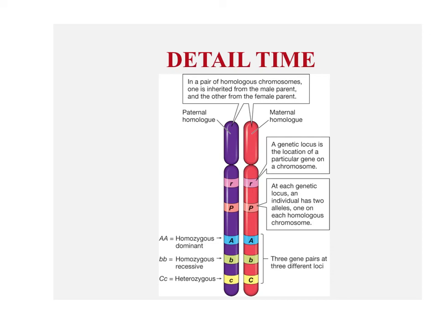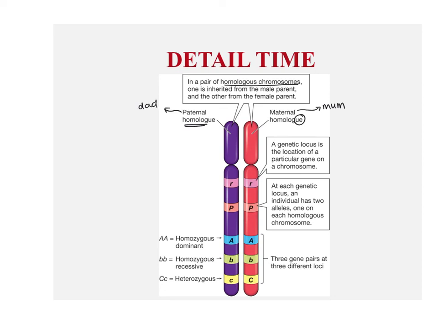Now, for this slide, you can see that we've got lots of answers. We've got homologs being mentioned. Notice that they've put an e at the end, which I think looks a little bit ugly. Homolog is fine. They are homologous chromosomes. So the diagram has mentioned that they're a pair of homologous chromosomes. One is inherited from the dad or the male parent, and the other is from the female parent or the mum. Just in case you weren't sure, maternal means from the mum, and paternal means from the dad.